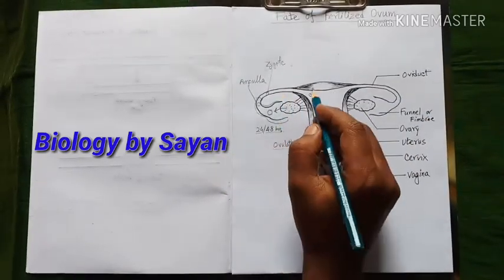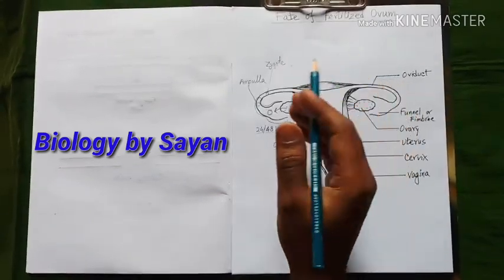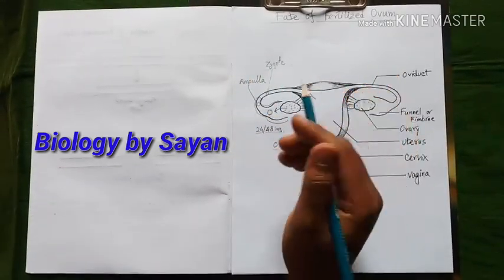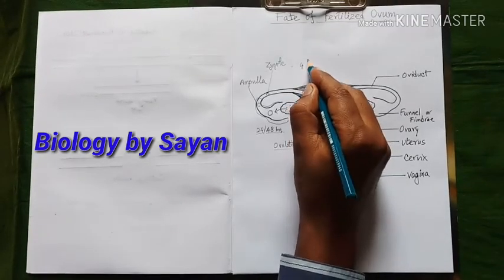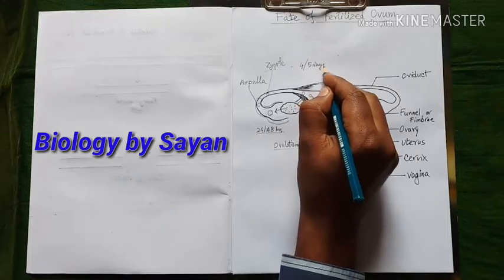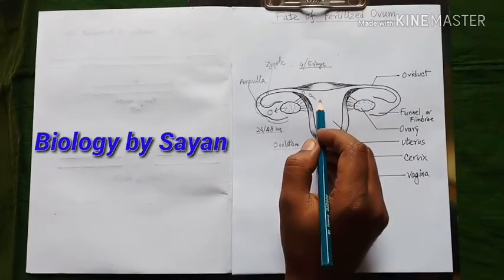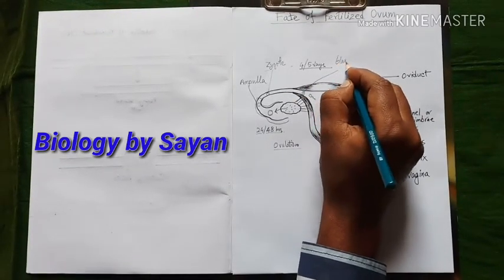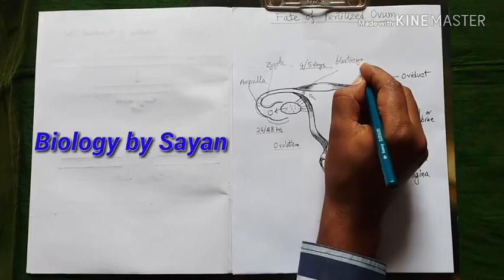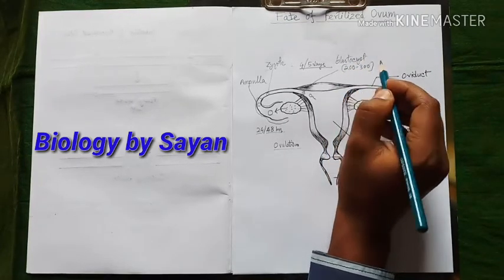It has been found that after the formation of zygote, it starts to develop into an embryo, and this embryo takes almost 4 to 5 days to reach near the opening of the uterus and fallopian tube. At this stage, this is known as blastocyst, which actually consists of 200 to 300 cells.